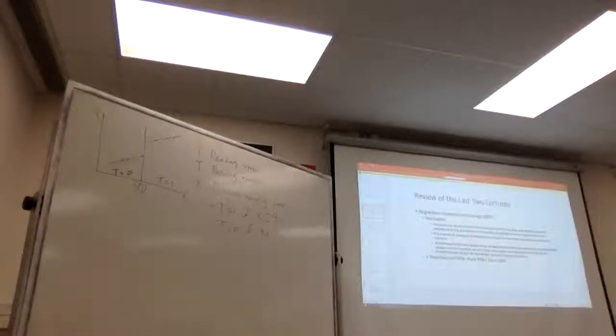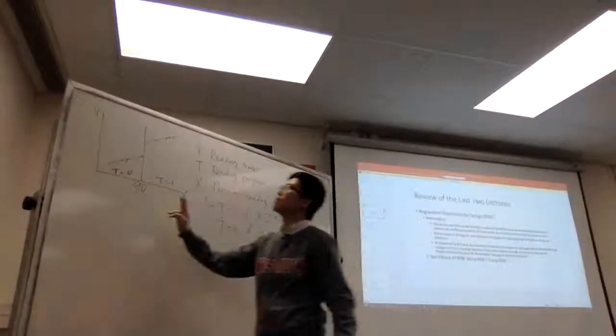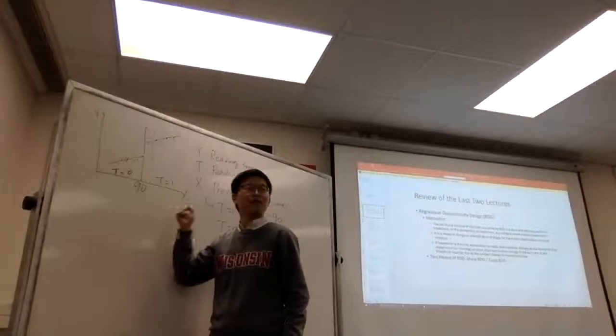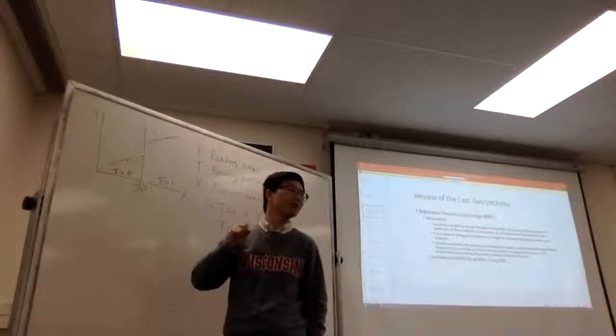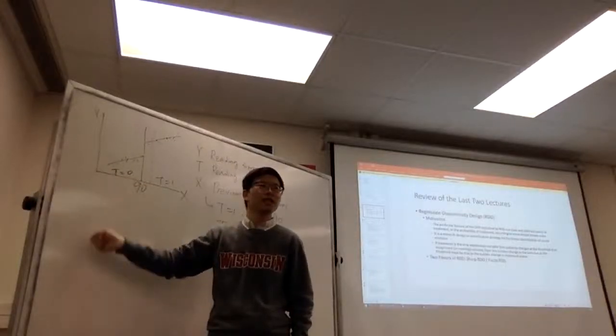And there are two flavors of RDD. The first one is sharp RDD. Sharp RDD means this one: all those who are over the threshold get treated, and all those who are lower than the threshold do not get treated.